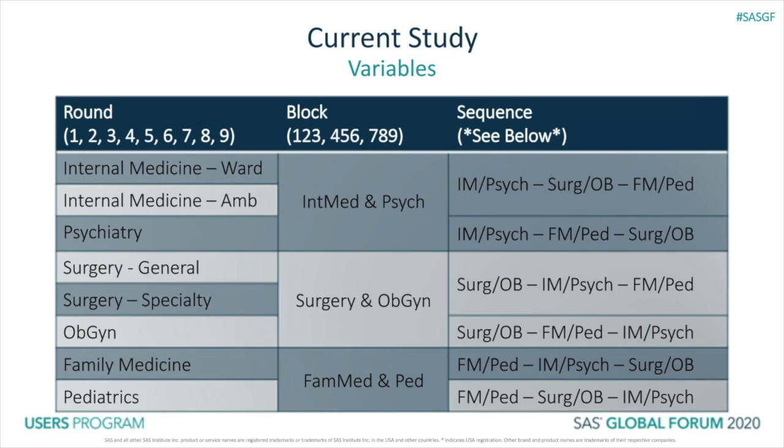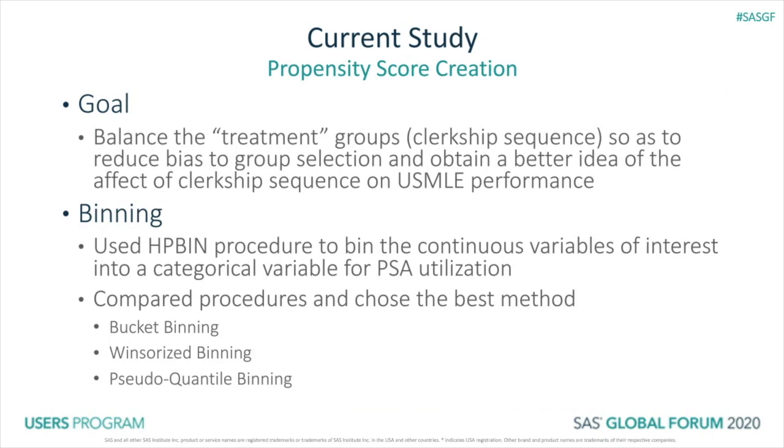Okay. All right, so the propensity scores I wanted to create for this particular study, my treatment groups were the clerkship sequence, and I wanted to balance these treatment groups so as to reduce the bias to group selection and obtain a better idea of the effect of the clerkship sequence on USMLE performance. So I wanted to see how my covariates were affecting my clerkship sequence and make sure that that was appropriately handled when looking at its effect on USMLE performance.